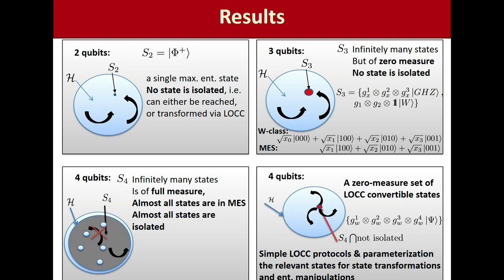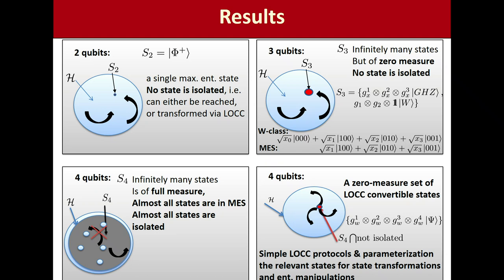And the reason for that is that, starting from four qubits, you can show that almost no state can be transformed to some other state. So there is isolation. You have a state, you want to process it locally in order to obtain some other pure state, but you cannot. You can just apply local unitaries. That's it. And this is why, in this case, you get this full measure.